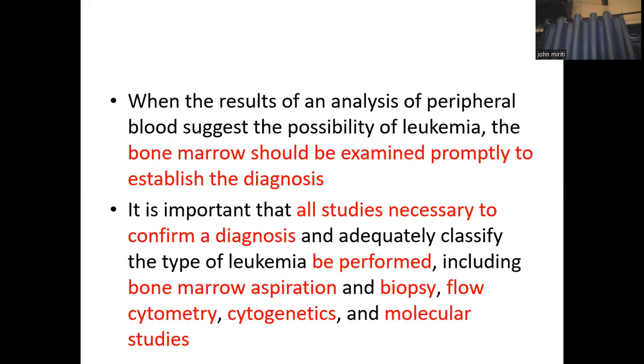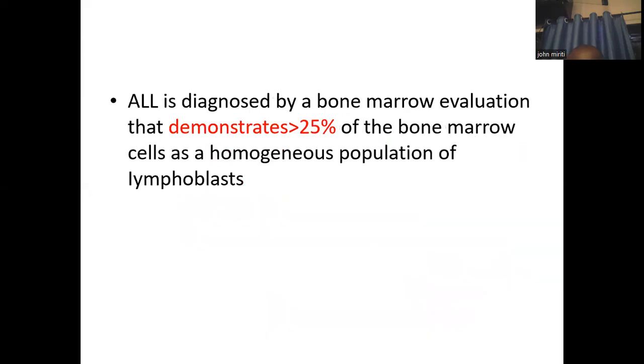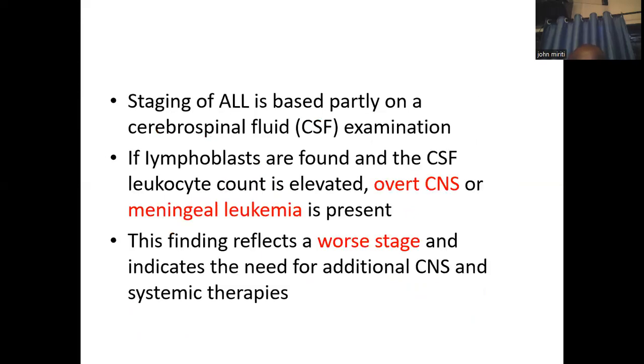So it is important that all studies necessary to confirm a diagnosis and adequately classify the type of leukemia be performed, including bone marrow aspiration, biopsy, flow cytometry, and cytogenetic and molecular studies. So all acute lymphoid leukemia is diagnosed by a bone marrow evaluation that demonstrates more than 25% of the bone marrow cells as a homogeneous population of lymphoblasts. So staging of acute lymphoid leukemia is based partly on a cerebrospinal fluid examination.